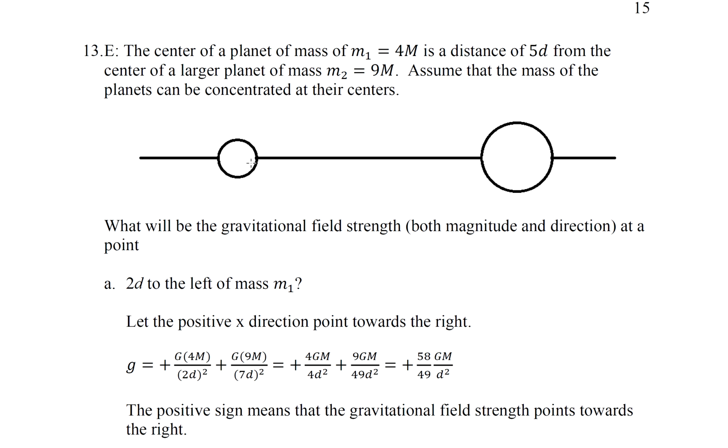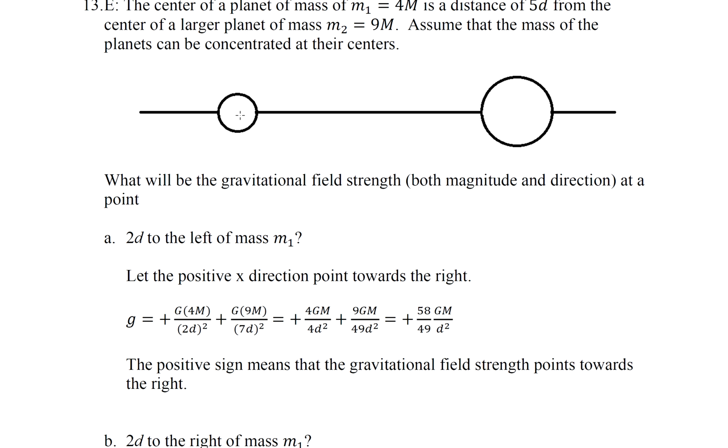So mass m1 is on the left here, and if we're 2d to the left of mass m1, that means m1 pulls the object to the right and m2 pulls the object to the right. So you see we have these two positive signs because I'm letting the positive direction point towards the right. So m1 pulls this object GM over r squared to the right. Mass m2 also pulls it GM over r squared to the right.